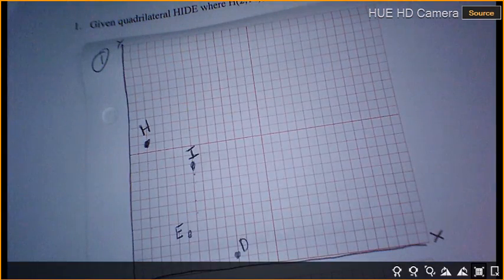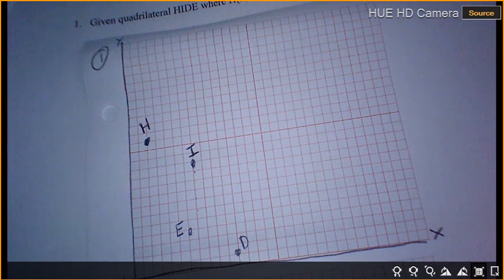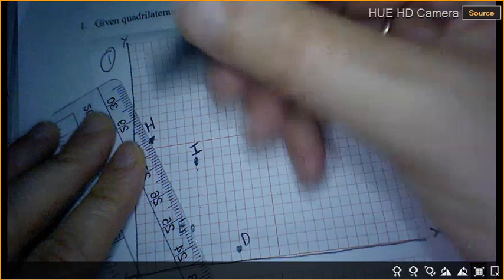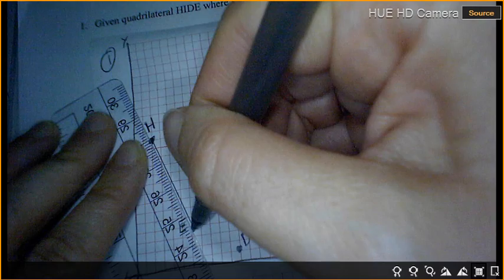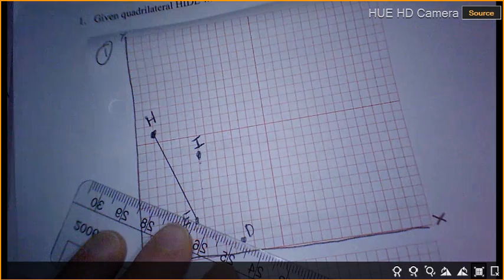And then I'm going to go over 6, up 4. That's E. Okay. Now, I had you guys get rulers. So now you should use your ruler or straight edge to connect them. You want to make this as straight and perfect as possible. It's going to make your life a lot easier the straighter and nicer it is.